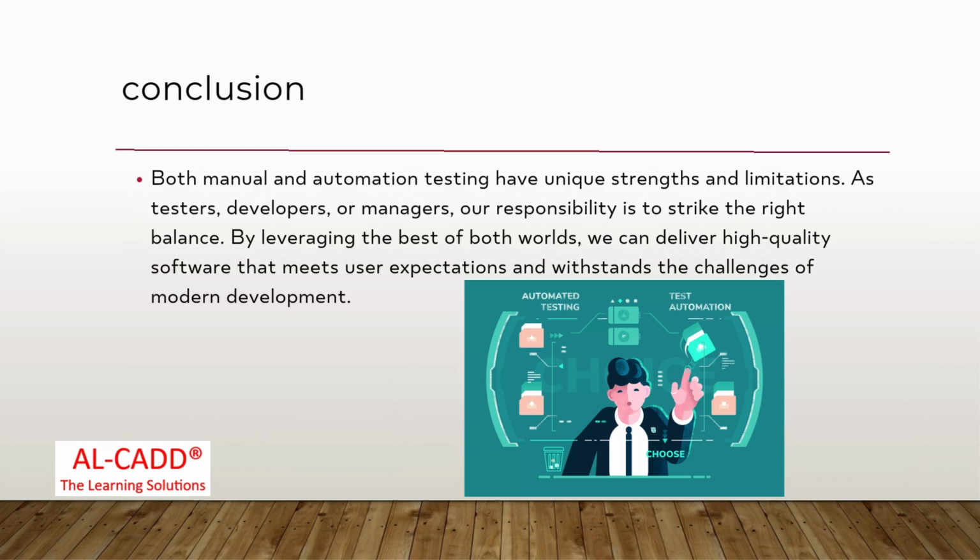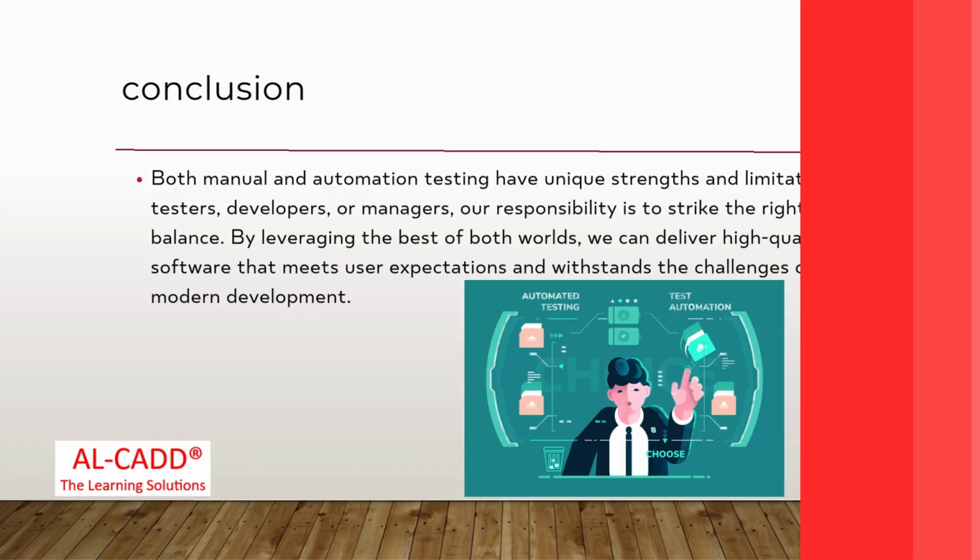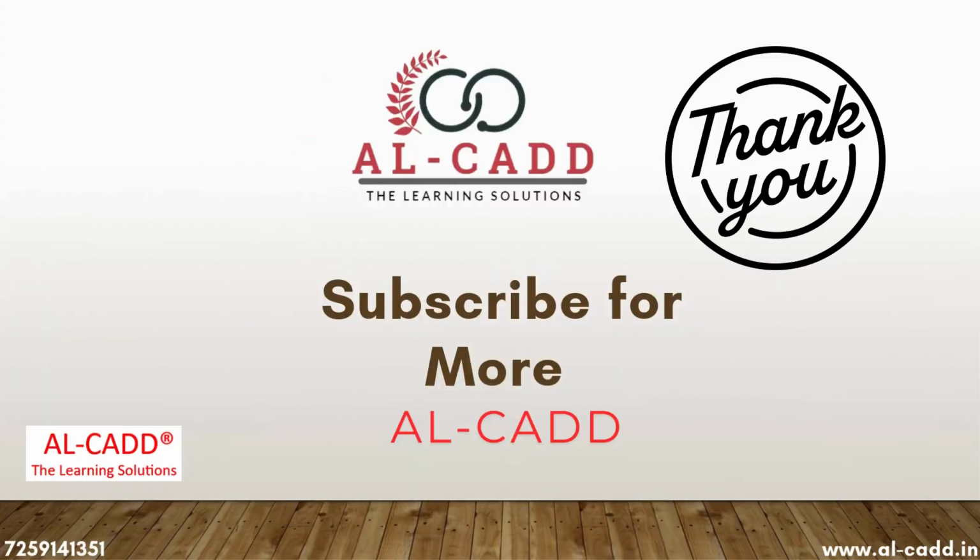In conclusion, both manual and automation testing have strengths and limitations. As testers, developers, or managers, our responsibility is to strike the right balance. By leveraging the best of both worlds, we can deliver high-quality software that meets user expectations and withstands the challenges of modern development.